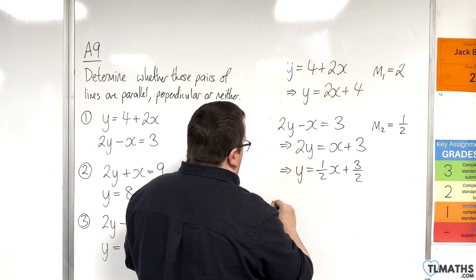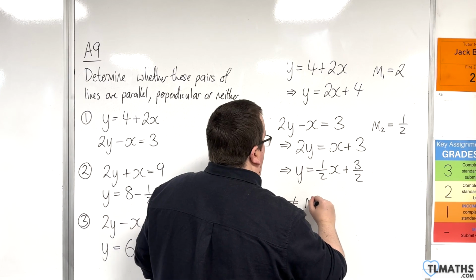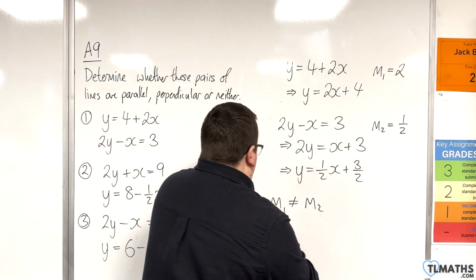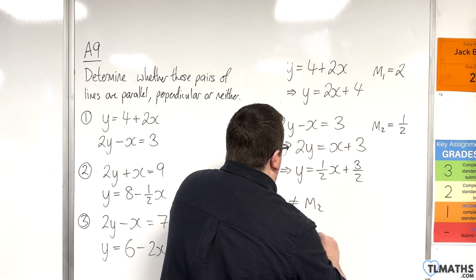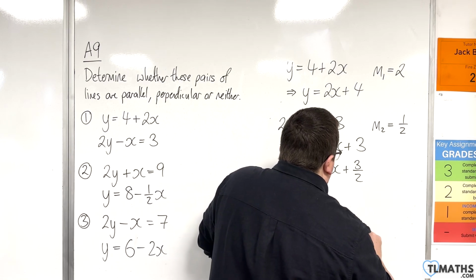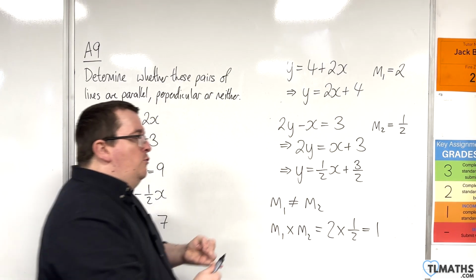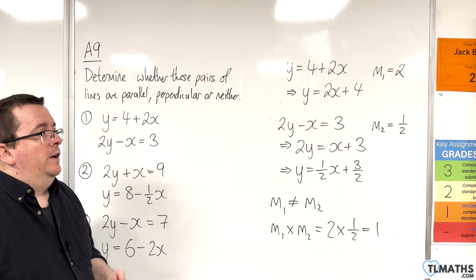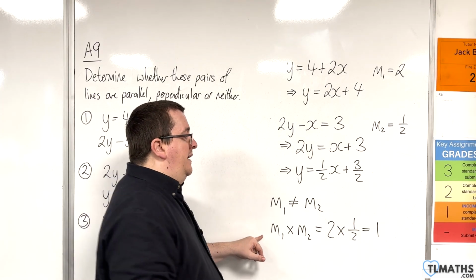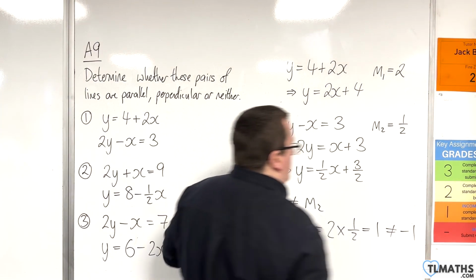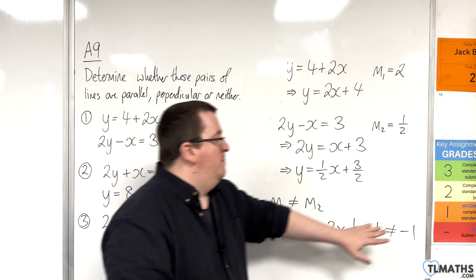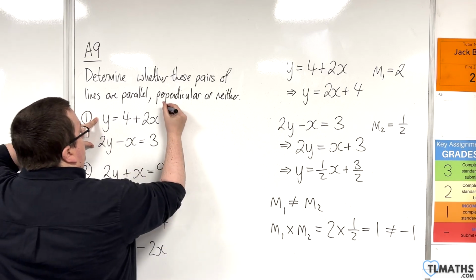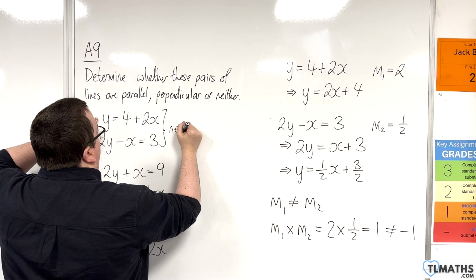Now, in this case, M1 is not equal to M2, so that means that they're not parallel. And if I multiply the two gradients together, I get 2 times 1/2, which is 1. So they are reciprocals of one another, but they're not negative reciprocals of one another. So that means that they're not perpendicular either. Okay, so the product of the gradients has got to be equal to -1 in order for them to be perpendicular. So because they're not parallel nor perpendicular, these are neither.